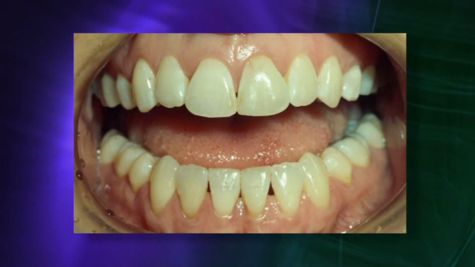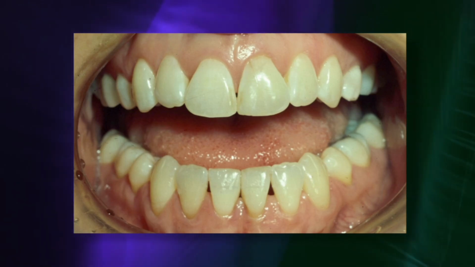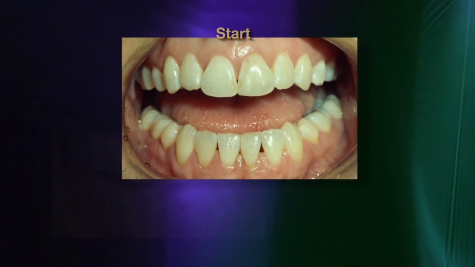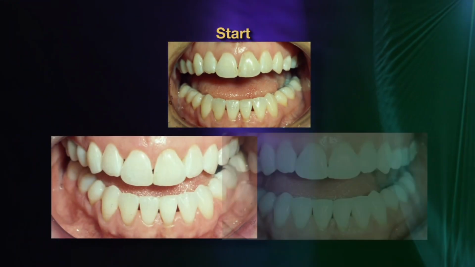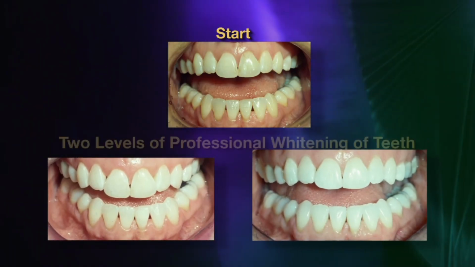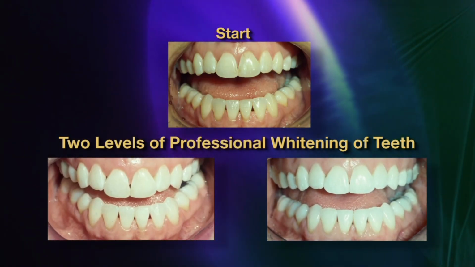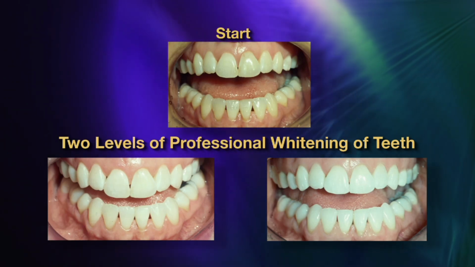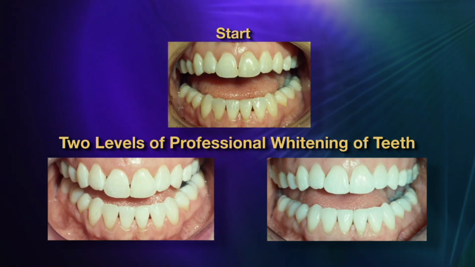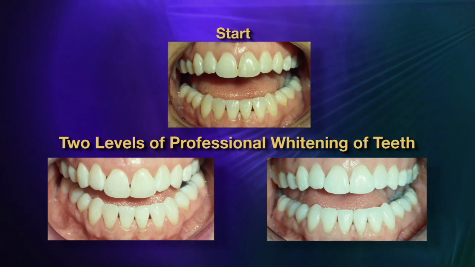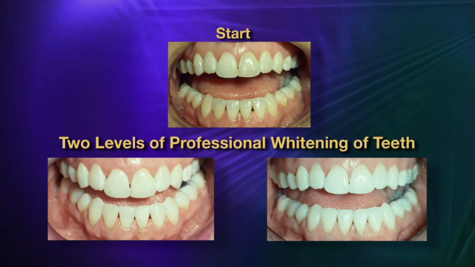Look at this group of images. You'll see the beginning where the teeth are quite yellow, and you'll see two levels of whitening. If you continue to use the whitening solution over a period of time, either placed in the dental office or placed at home by you as supervised by the dentist, you may get the teeth exceedingly white.